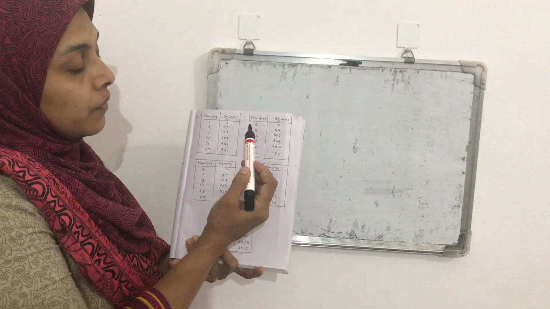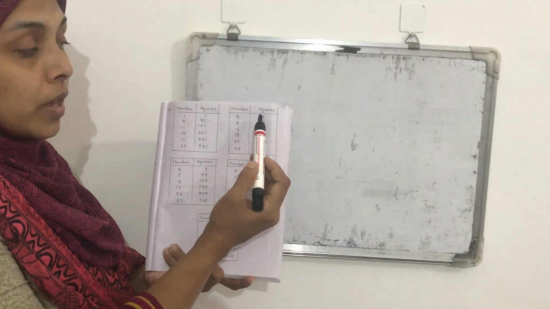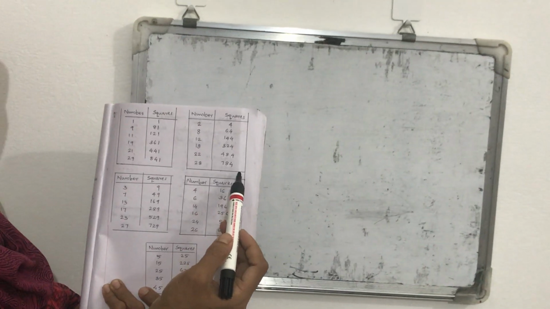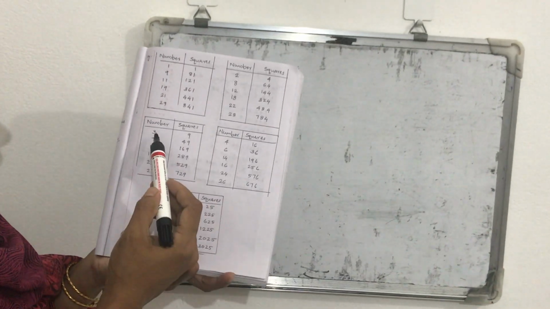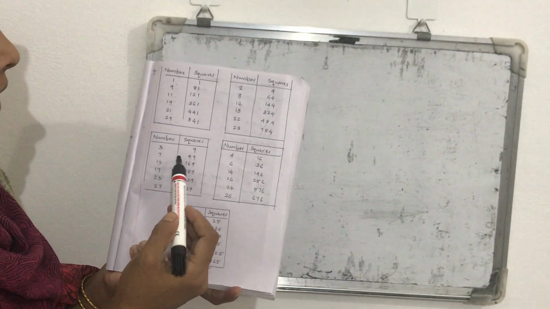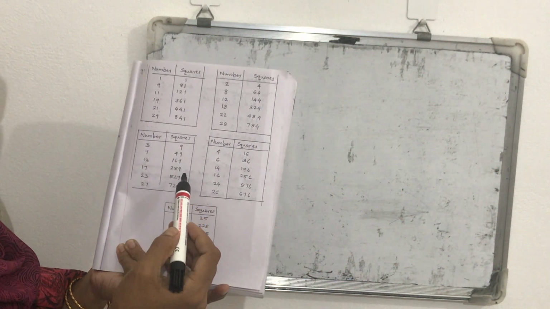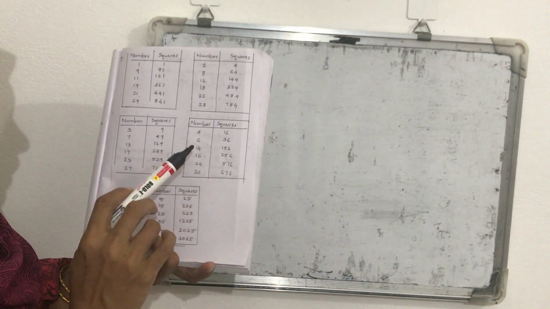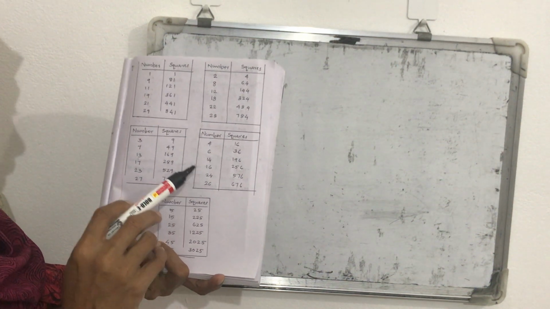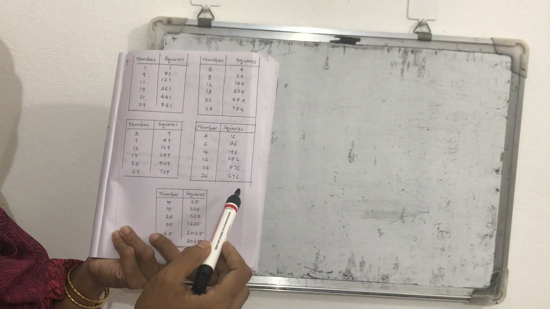Just like if a number has 2 or 8 in the units place, then in its square the units place will always be 4. Now, if a number has 3 or 7 in the units place, then in its square the units place will always be 9. Now, if the units place is 4 or 6, then in its square number the units place will always be 6.